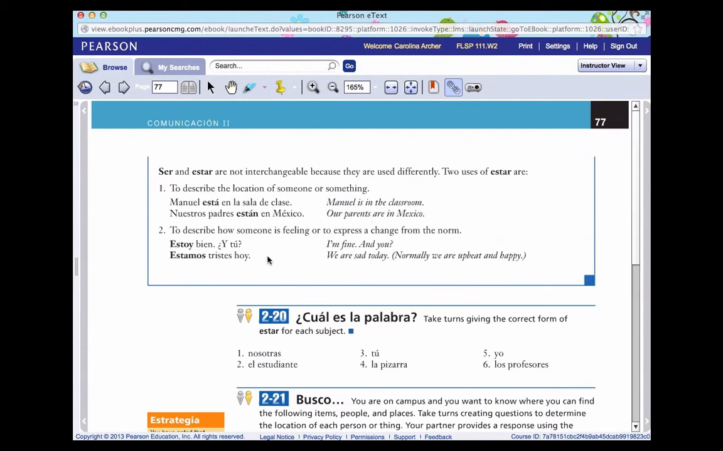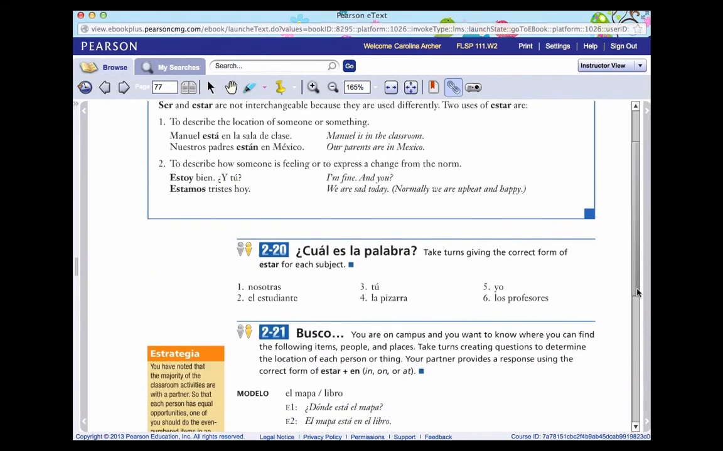And then to describe how someone is feeling or to express a change from the norm. Estoy bien, ¿y tú? Estamos tristes hoy. We are sad today, all right? Estamos tristes, see? Now, if you use the verb ser with an adjective that communicates something that can change, what you are meaning is that that person is sad all the time. If you say somos tristes without hoy, right?